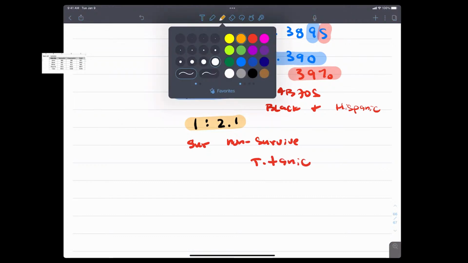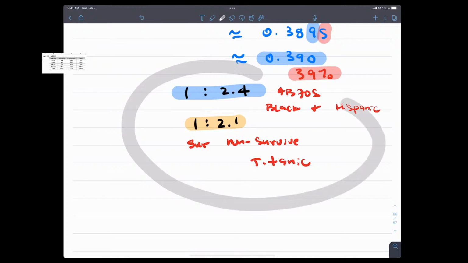So here's the conclusion. Whether anybody likes it or not, here's what you can say about AB 705 from fall 2018 to fall 2019. You have a better chance of surviving the Titanic than you do of passing Math 227 as an additional student by opening the floodgates, if you're a Black and Hispanic student. That's what opening the floodgates did.